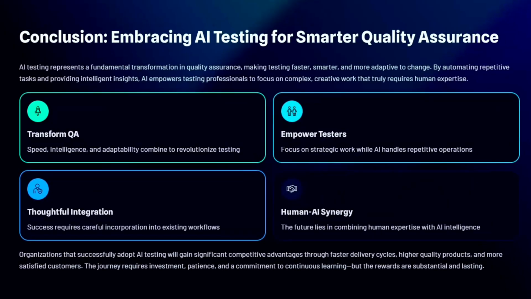So what is the conclusion for this video, guys? First thing is AI testing is transforming QA, and it empowers the tester. Also, we can integrate AI in a responsible way. We should be careful with AI implementation. And if we use human and AI synergy, it will be very good for testing in the future.